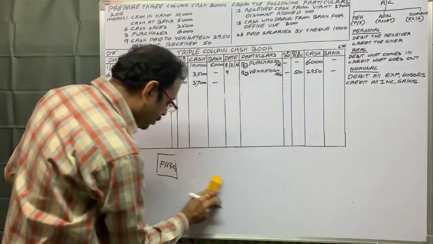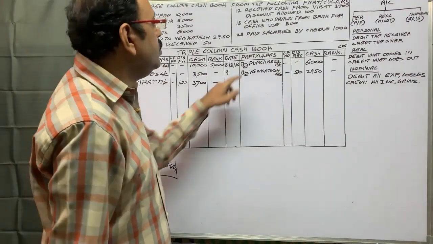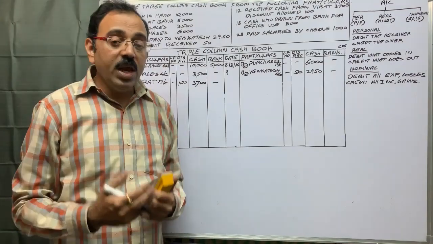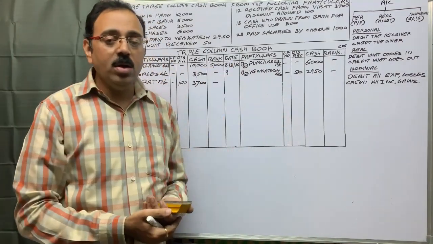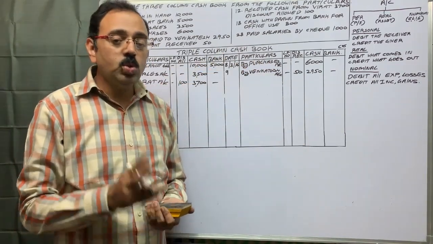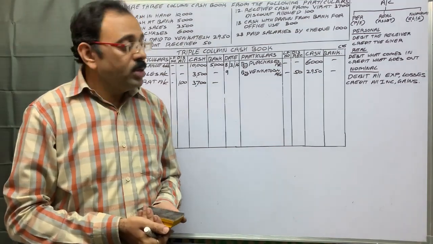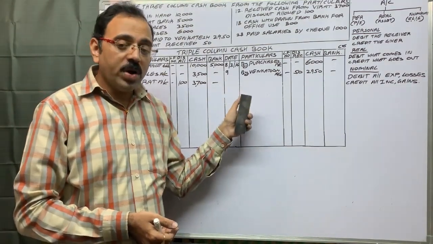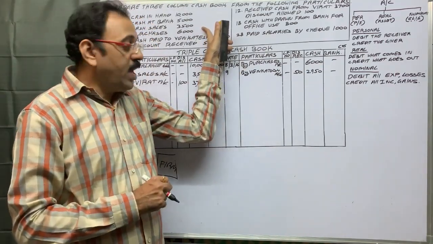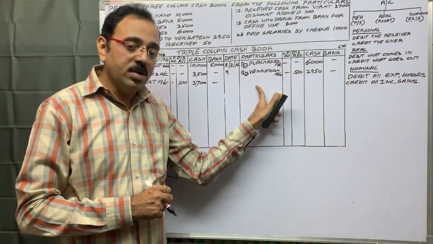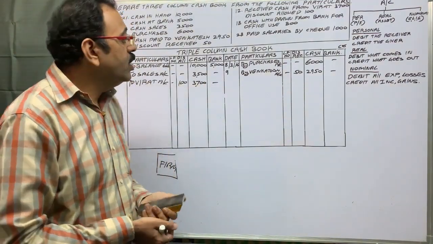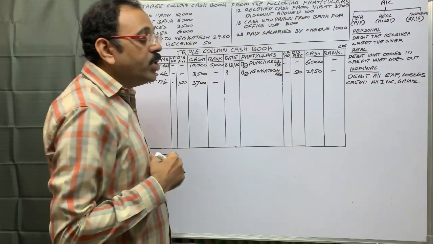Then, cash withdrawn from bank for office use. Whenever we deposit money in the bank or withdraw money from the bank for office use, these two come under contra entries. The peculiarity of a contra entry is that for other transactions we post only one time, either on the debit side or the credit side. But for a contra entry, we have to post on two sides. Okay? Cash withdrawn from bank for office use.